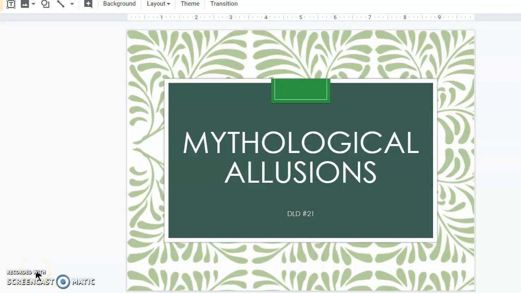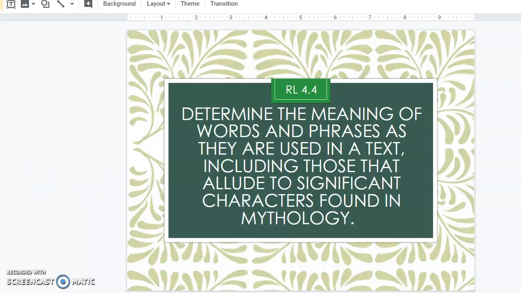Students, Allusions, Digital Learning Day 21. The standard that we're working on is determining the meaning of words and phrases as they are used in a text, including those that allude to significant characters.